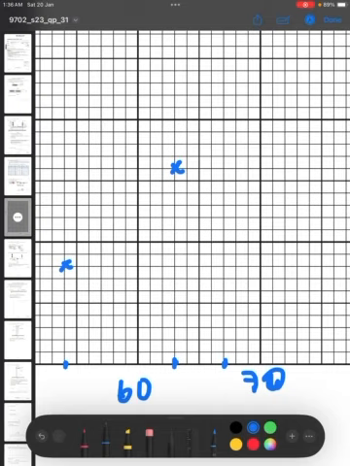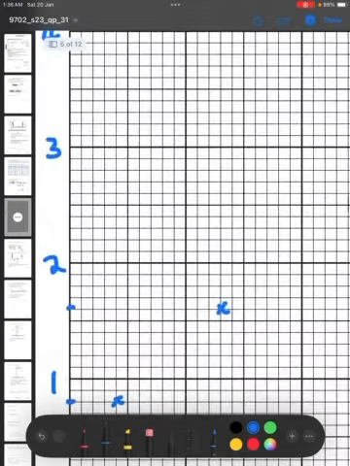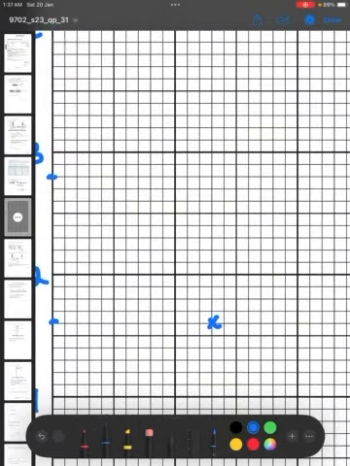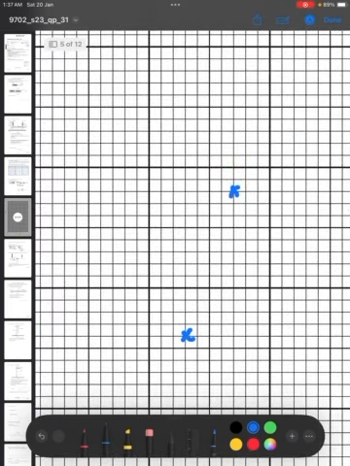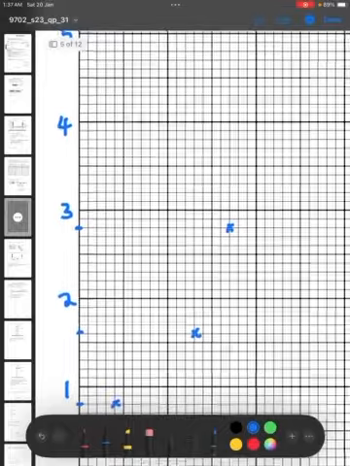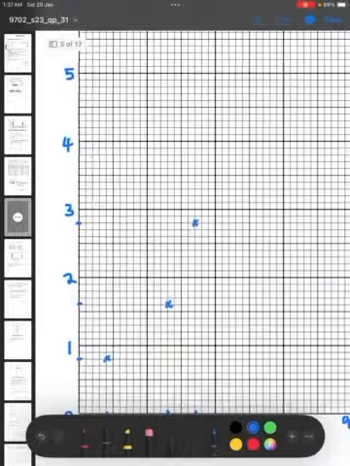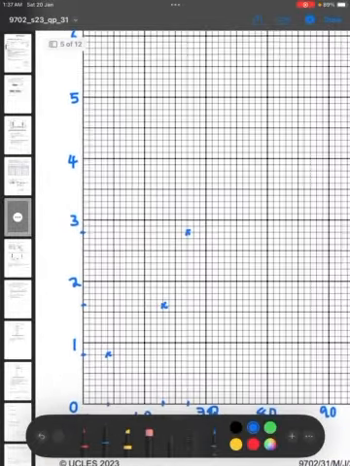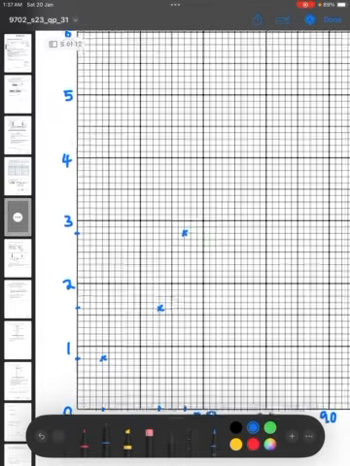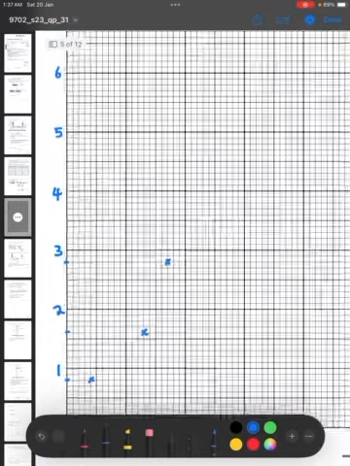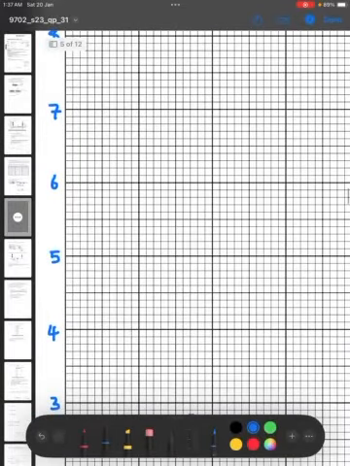Having found 67, then we come to 2.8. It will be somewhere here. So we will meet there. Then the next value of y will be 6.6, and the value of x will be 80. So let's find where 6.6 is. 6.6 is corresponding to this point.